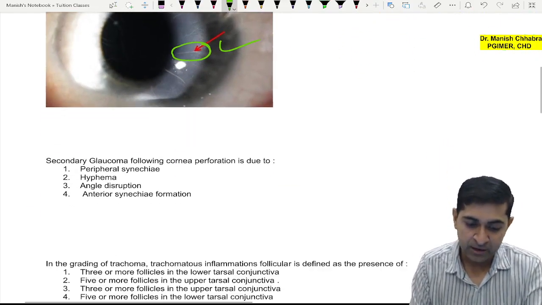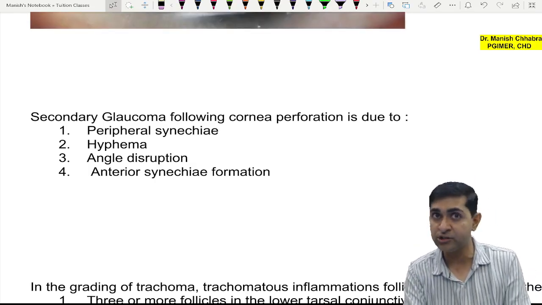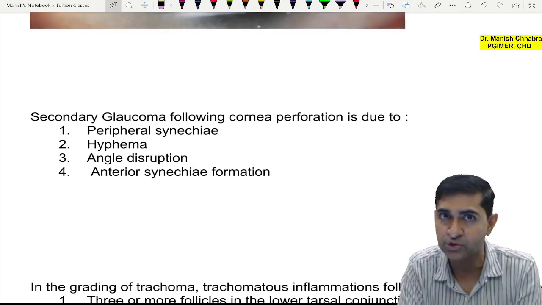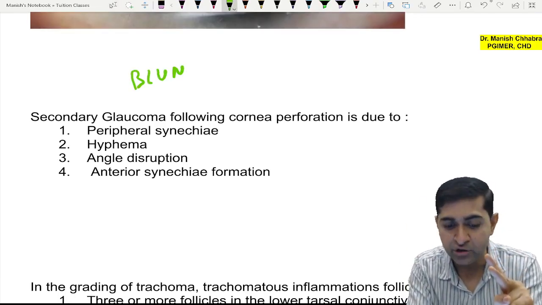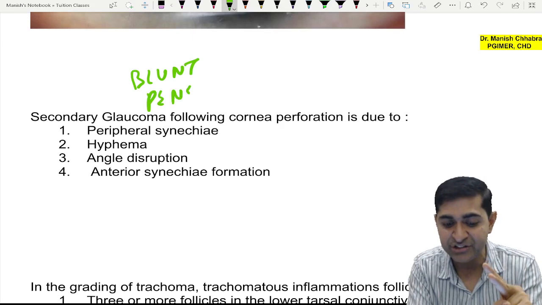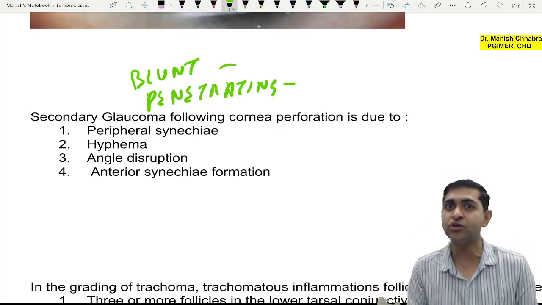All right. Now coming on to secondary glaucoma following corneal perforation is due to. Now boys and girls, this is a slightly controversial question. Now the trauma can be of two types. One is your blunt trauma, another is your penetrating trauma. So we mostly read about blunt trauma, but they have specifically given penetrating trauma. We'll try to connect the dots.